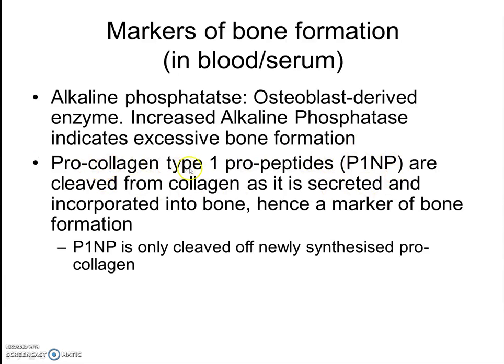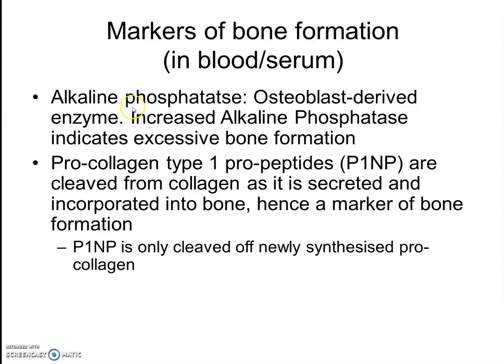We also see P1NP. This is pro-collagen type 1 propeptide. So collagen is a protein that's secreted by the osteoblasts. That collagen becomes mineralized. Now, as the collagen is secreted from the osteoblasts, the N-terminus, which is basically the first bit of the protein, gets cleaved off, and that just floats away from the cells. So if you can detect P1NP in patient blood, that can only come from active osteoblasts creating newly synthesized collagen.